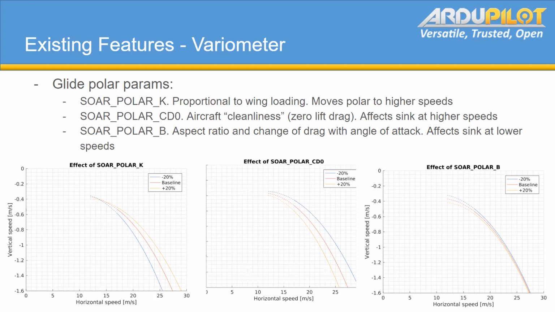So on the middle graph there, you can see it doesn't make too much difference, the different colored lines at the lower horizontal speeds. But the faster you go, the bigger a difference it makes. And the final parameter is the polar B parameter. And this is really related to the change of drag with lift. And it's mostly related to the aspect ratio of the glider, how skinny the wings are, as well as some other parameters of the design. And what this principally affects is the sink rate at the lower end of the airspeed spectrum. And its effect for our typical range of parameters with model gliders doesn't have as big an effect as the other 2 parameters do.